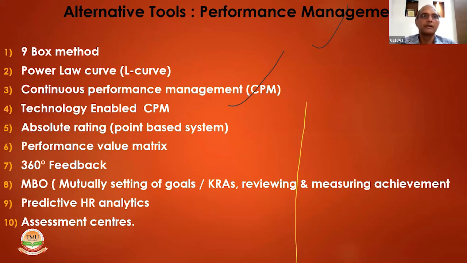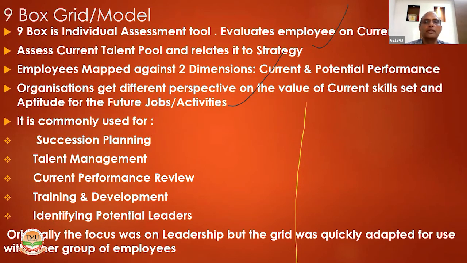the employees. Now, I look at some of the new tools, alternative tools, which I talked about. There are about 10 of them, but I would discuss with you some of the important ones like the 9-box method or 9-box grid, power law curve, or continuous performance management. Absolute rating, I already showed you through an example, and performance value metrics. Let's look at the first one, the 9-box grid model.